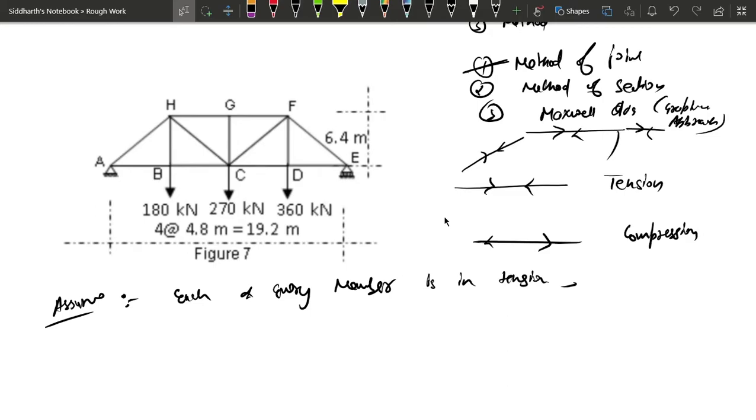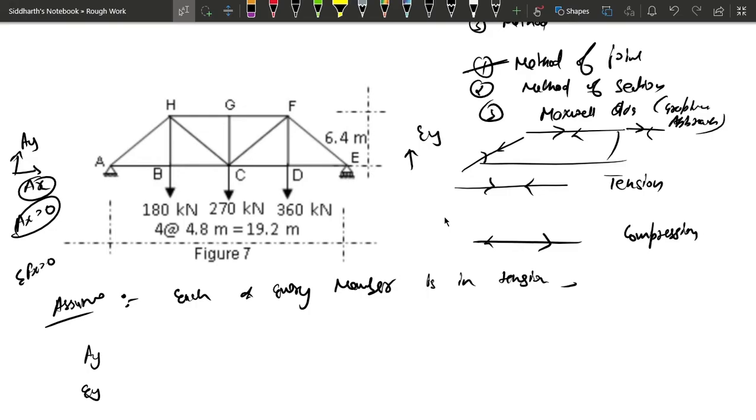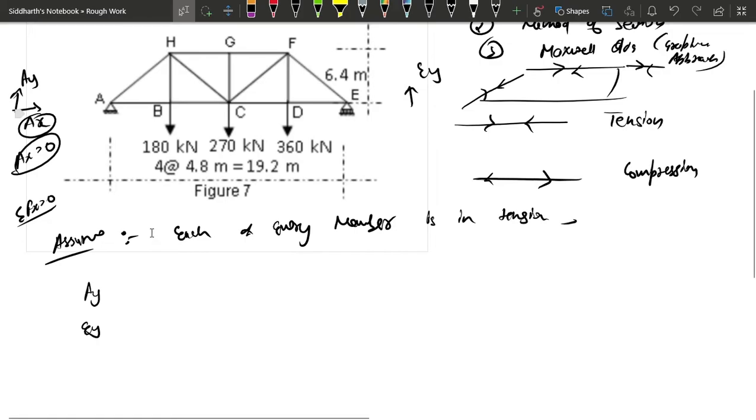Okay, so now we need to find AY and EY. We know this is a pin support, so this will be AY and AX, and this is a roller support, so this will be only EY. We know AX will be equal to 0 as sigma Fx is 0, and there is no horizontal force in this truss. So we can find AY easily.